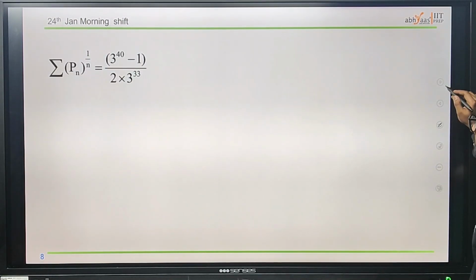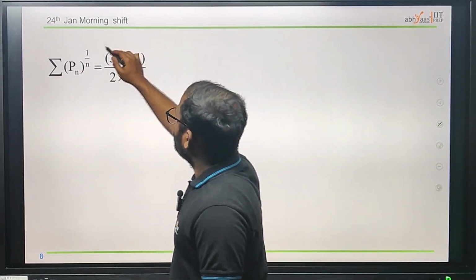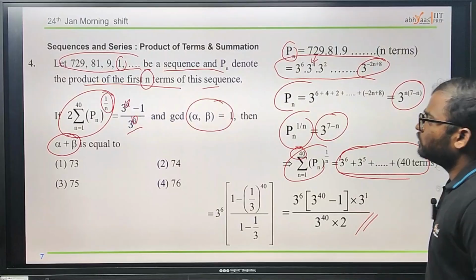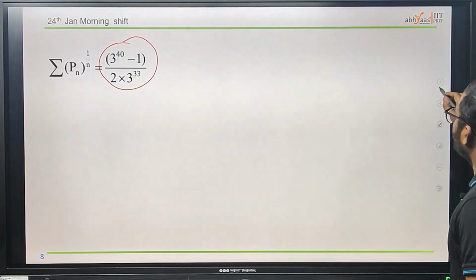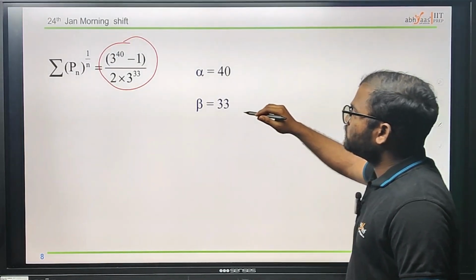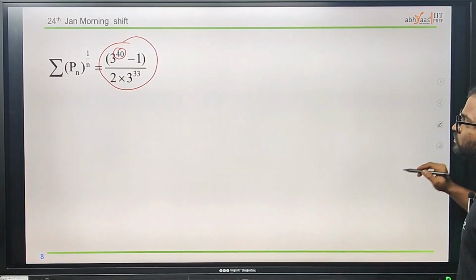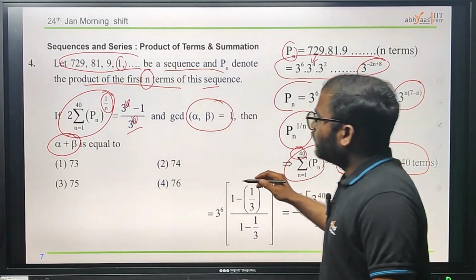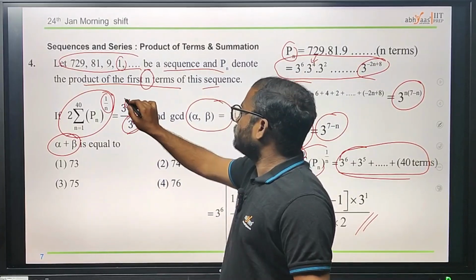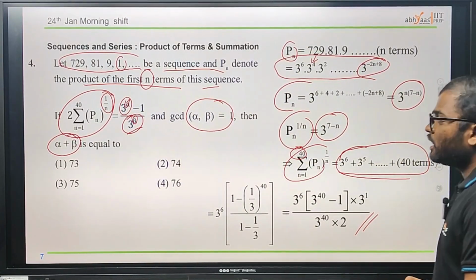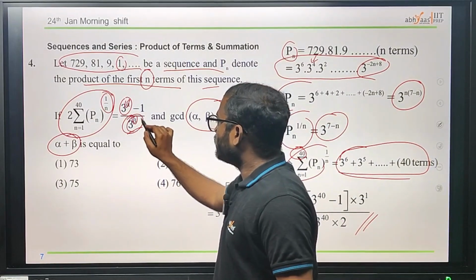In order to compare, with further proceedings, we will get 3 power 40 minus 1 divided by 2 into 3 power 33, which we still didn't get. Here we have alpha is 40 and beta will be what we have here. Here 3 power alpha, in the previous slide it was 3 power 40, and here we need 3 power beta.